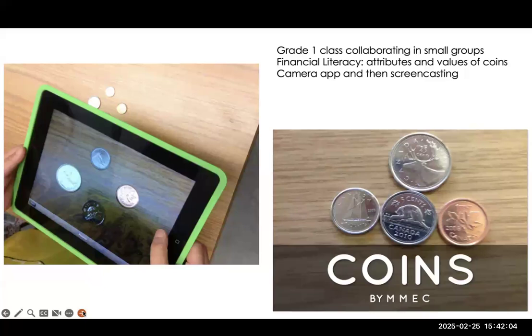They were learning about the values and the attributes of different coins. And so they took pictures of their collection of coins. And you can see here that they've labeled it. And then they did an oral annotation talking about, the 5-cent one has a beaver on it. And the shiny brown one has a maple leaf and it's worth 1 cent. So they were using the attributes of the coins and talking about them in their oral screencasting.